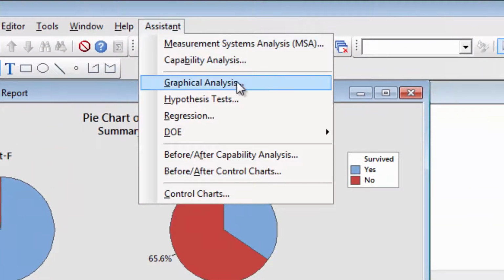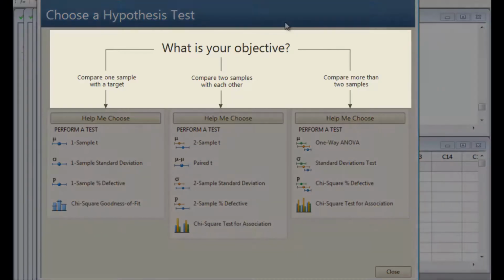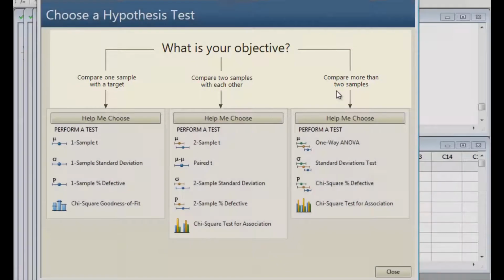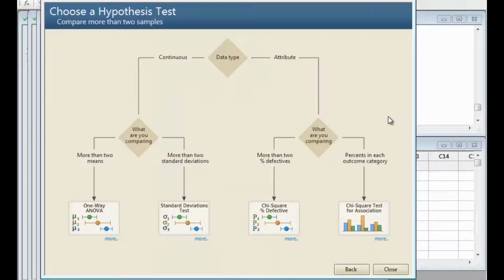If you don't know which test to use, the assistant can help. The assistant presents 3 possible objectives for hypothesis tests. Since we have divided the passengers into 4 groups, the objective here is to compare more than 2 samples. But which of these 4 tests is right? Click Help Me Choose for guidance. The assistant's decision tree continues to guide you to the correct analysis.